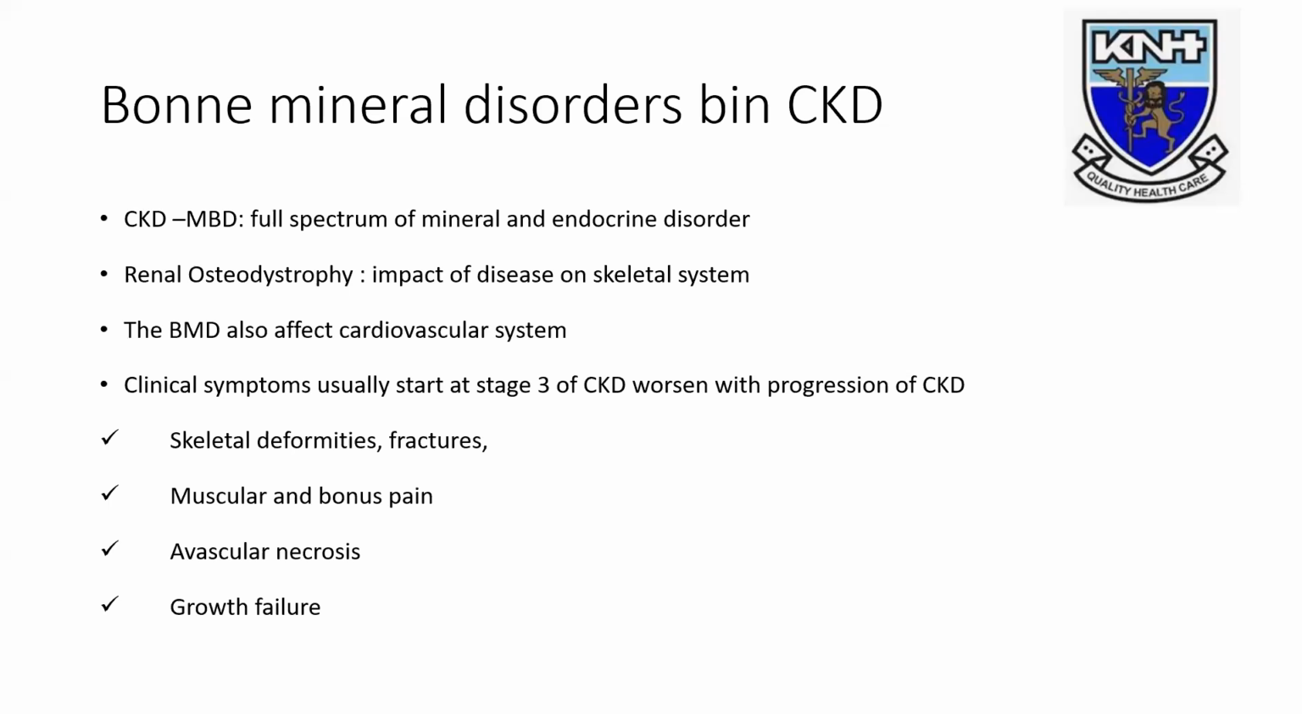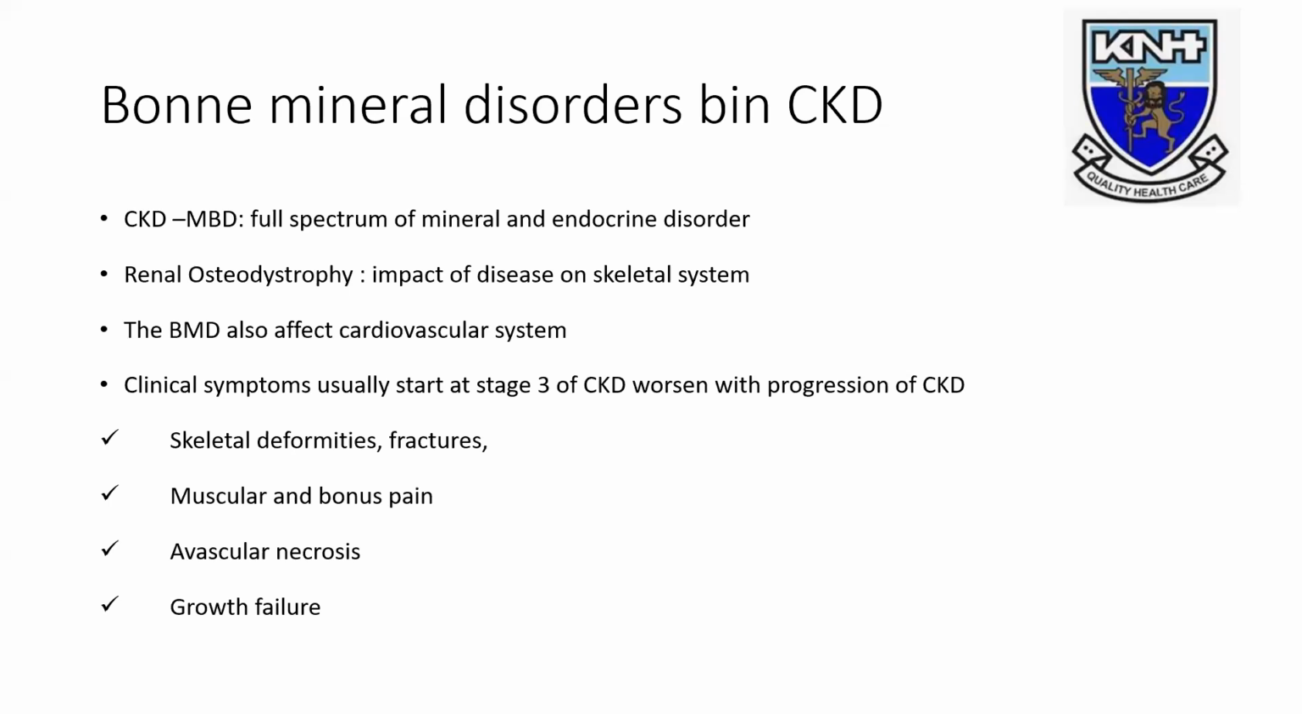And you now have a complex: lower vitamin D, higher phosphate, and then lower calcium. You may have secondary hyperparathyroidism, and you have all the other complications. So it's better to start the treatment earlier and to monitor the progression. The clinical symptoms usually start at stage 3 of chronic kidney disease and worsen when the chronic kidney disease progresses from stage 3 to stage 4 or stage 5.